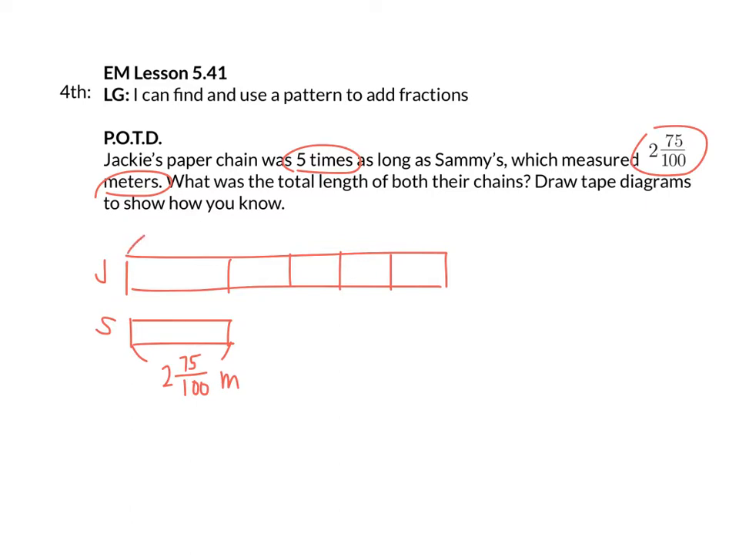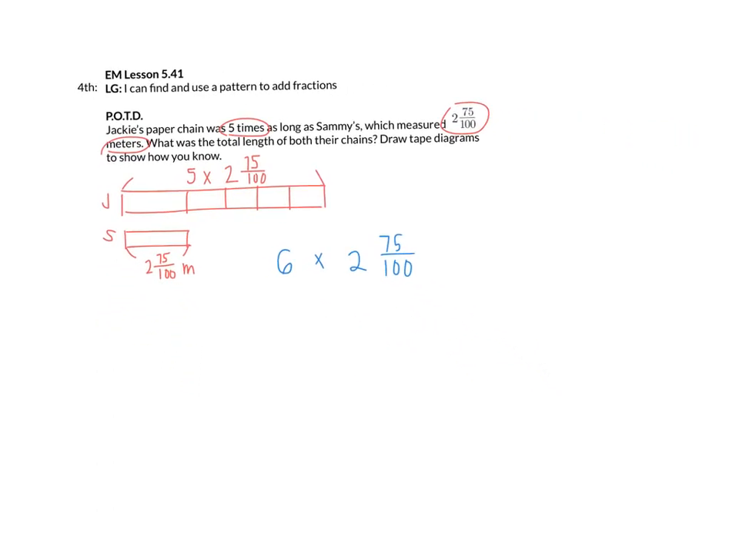How do I find the length of Jackie's chain? 5 times 2 and 75 over 100, right? So I could add them up, or I could think to myself, how many units of 2 and 75 over 100 are there total? Everyone? 6. So I could do 6 times 2 and 75 over 100. Could I use the distributive property to help me do that? Yes or no? Yes. Anytime I'm multiplying a whole number by a mixed number, I can do that.